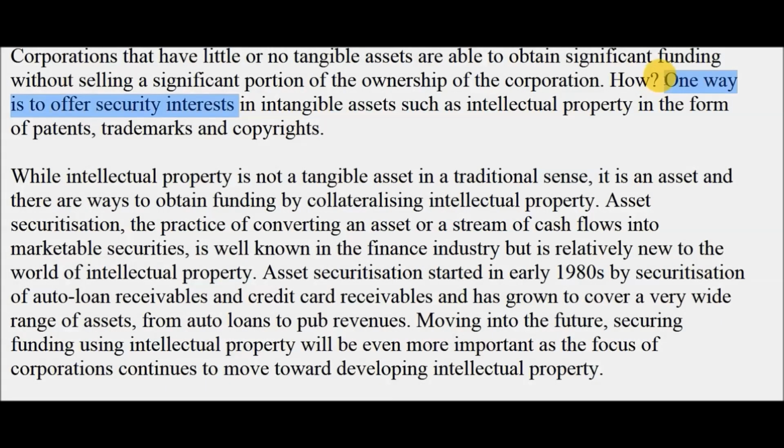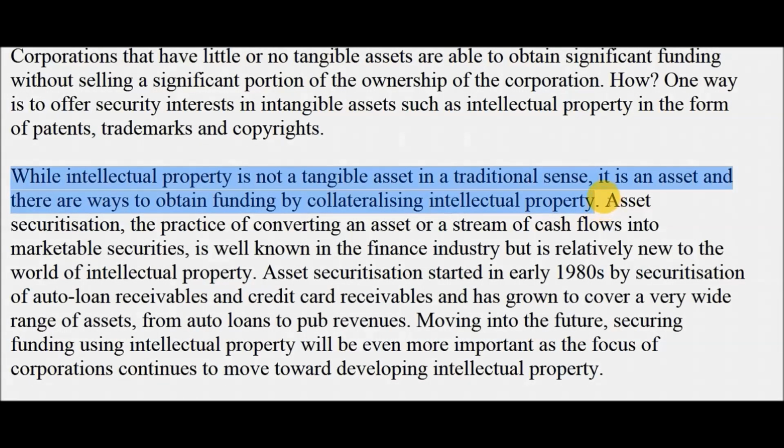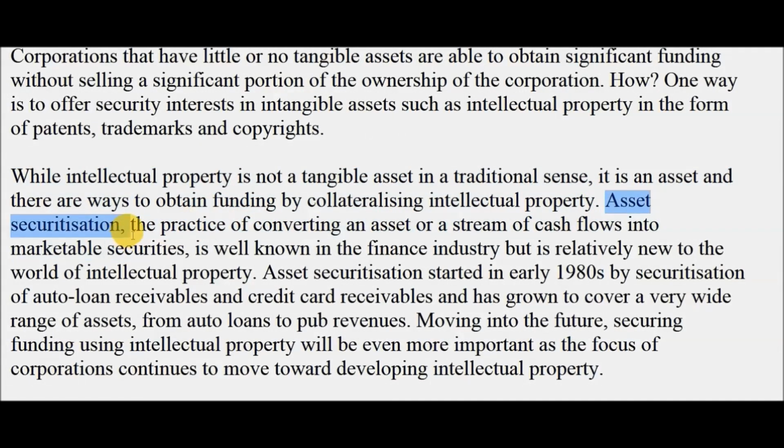One way is to offer security interest in intangible assets, such as intellectual property, in the form of patent, trademarks, and copyright. Now you see the reason why you do that: copyright, and you get that copyright certificate and you add it as a collateral.